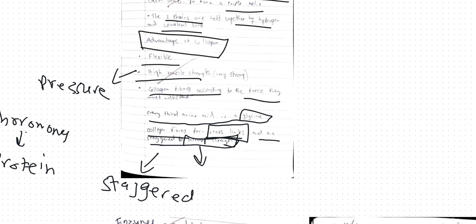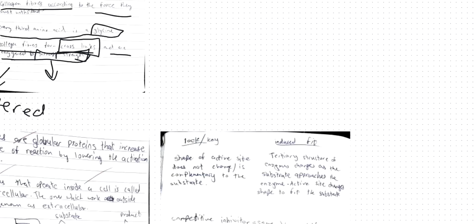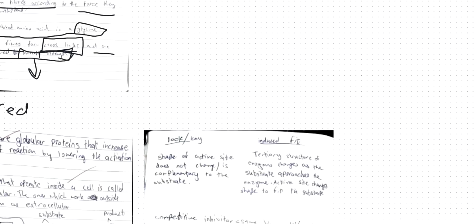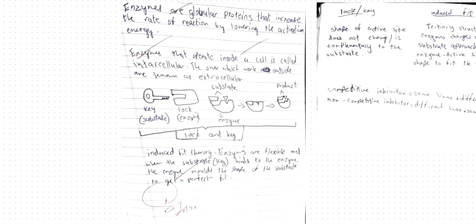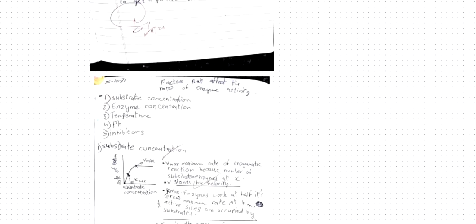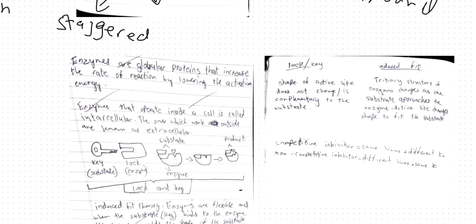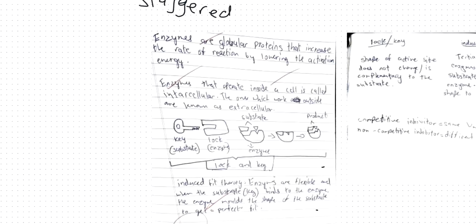So that was basically the compounds that you need to know for the IMAT. I want to finish enzymes as well. How much time do I have left? I think we can finish enzymes. So what is an enzyme? Enzymes, remember, are globular proteins that increase the rate of reaction by lowering the activation energy.